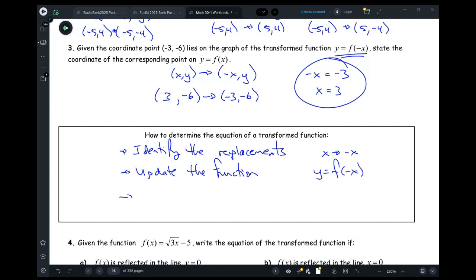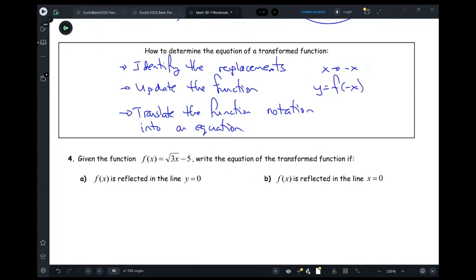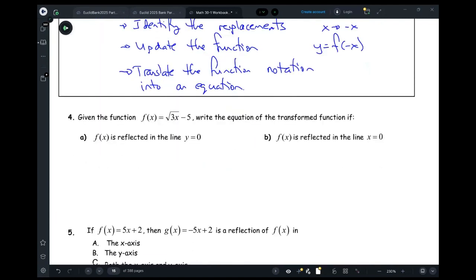And then what we do is we're going to translate the function notation into an equation. And that's something that we were looking at a little bit earlier in this lesson. I took a bit of an aside there and talked a little bit more about that. Okay. So let's take a look at a couple more here.